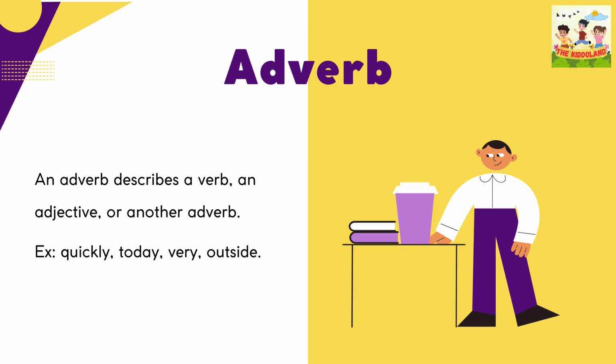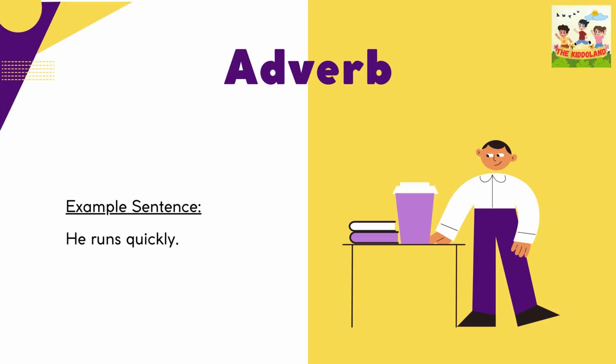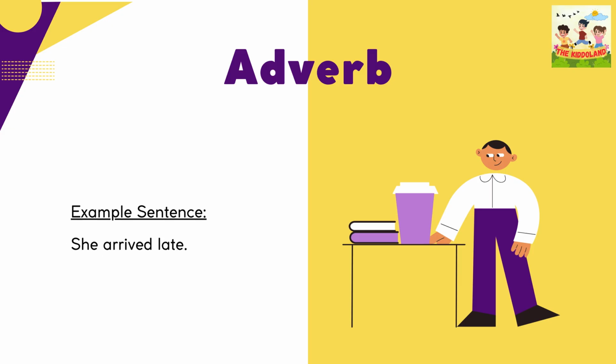Observe this sentence. He runs quickly. The word quickly is the adverb because it tells how he runs. Try this. She arrived late. The word late is the adverb because it tells when she arrived.